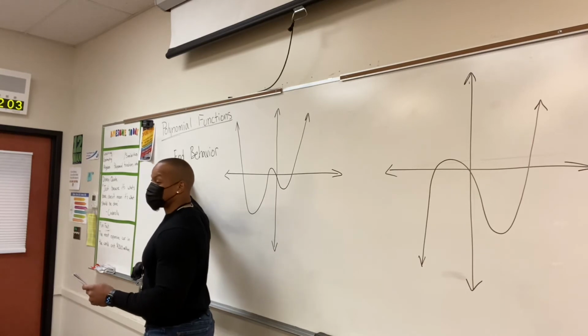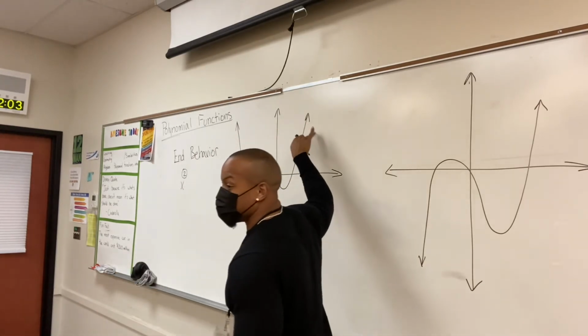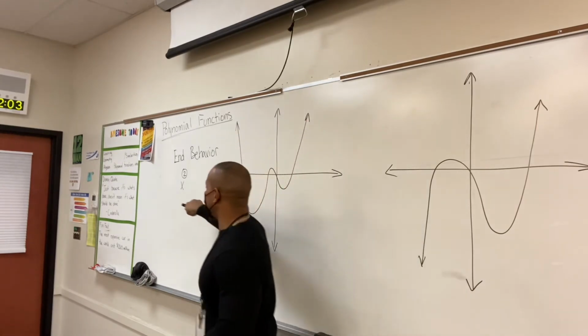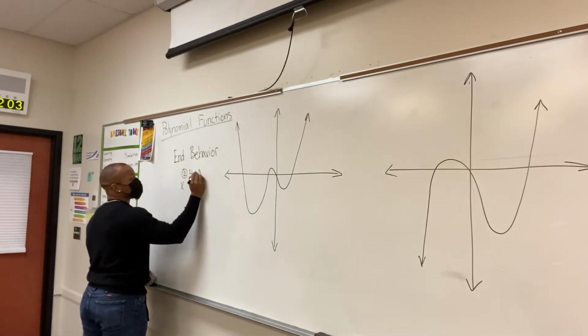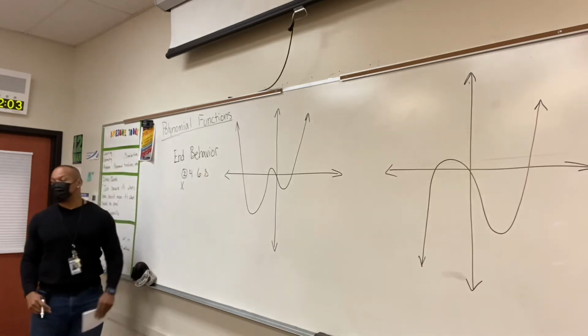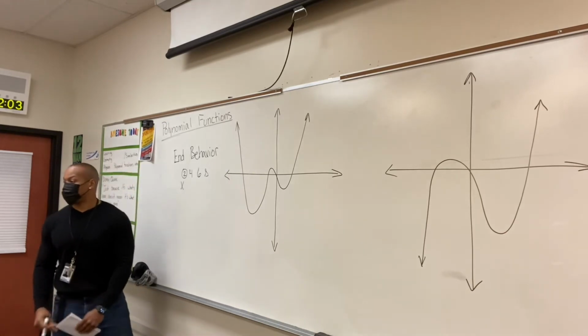That makes sense. An even function is going to have endpoints that start and finish in the same direction, meaning these are both going up. So you know automatically that the degree it's raised to, whether it's x to the second, the fourth, the sixth, the eighth, any even number, they are going to start and finish in the same direction. Okay?